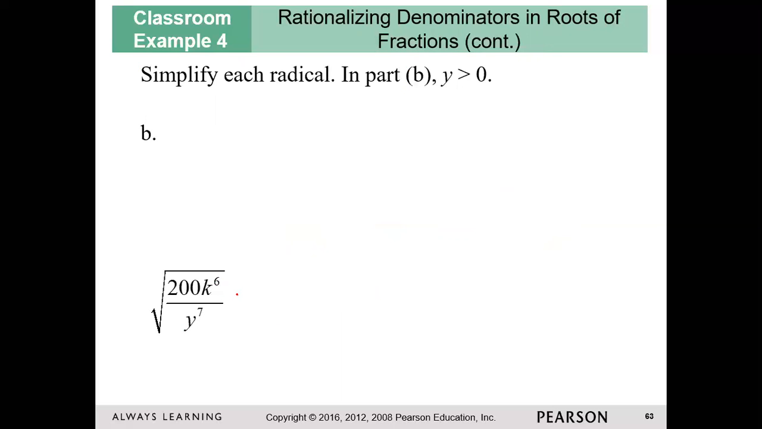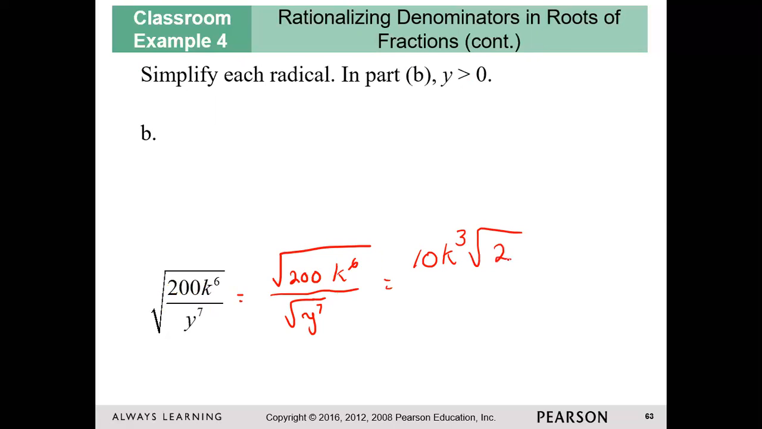Okie dokie. So let's do this. And again, they need to tell you that y is greater than 0. And technically k should be greater than 0 as well, so that way we don't have to worry about the absolute value and all that other stuff that comes along. So let's take the square root of 200, k to the 6. We're just dividing and conquering here, splitting up these radicals. All right, cool. And we're going to be able to do this one pretty quickly because, again, this is even. This is a 2. So this should be 10k to the 3rd radical 2.